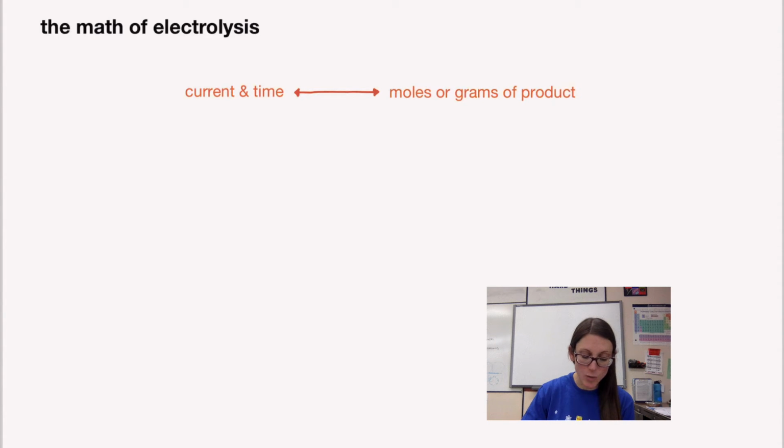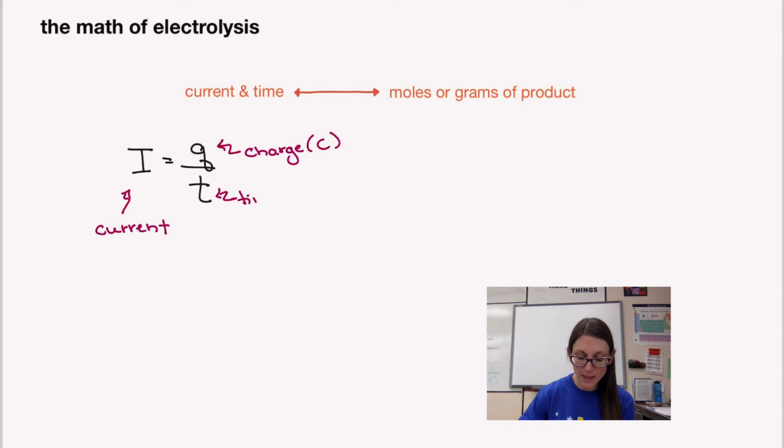The first is the equation I equals Q over T. In this equation, I is the current, and this is defined as the amount of charge that flows in coulombs per unit time. That time is in seconds, and the unit for current is the amp. So this will allow us to relate the amount of electricity, in terms of the time and the current we're applying, to the amount of charge that's actually going to flow through our system.